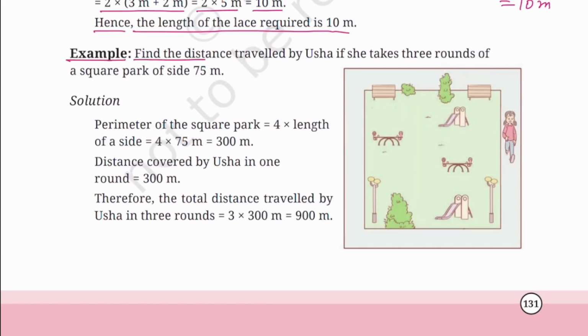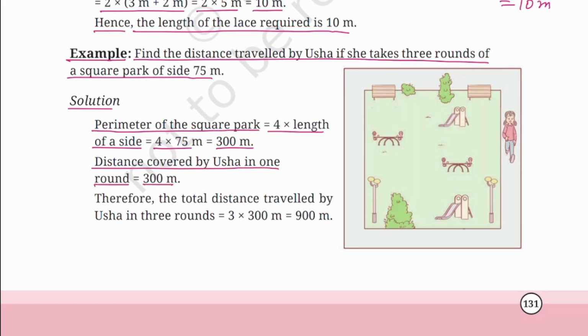Example. Find the distance traveled by Usha if she takes 3 rounds of a square park of side 75 meter. Solution. Perimeter of the square park is equal to 4 into length of a side, that is equal to 4 into 75 meter is equal to 300 meter. Distance covered by Usha in one round is equal to 300 meter. Therefore, the total distance traveled by Usha in 3 rounds is equal to 3 times 300 is equal to 900 meter.